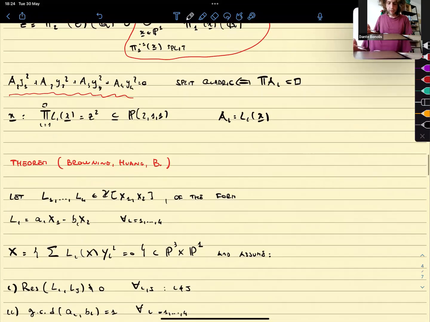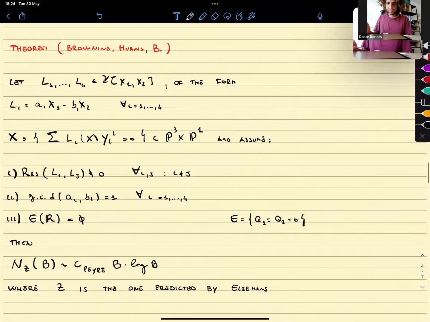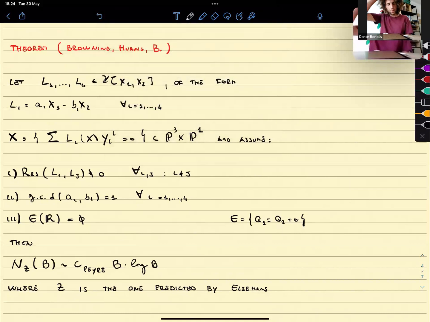Okay, so here finally I can state the result with Zhizhong and team. We start with 4 linear forms, L1, L2, L3, L4, and we consider our Fano threefold.